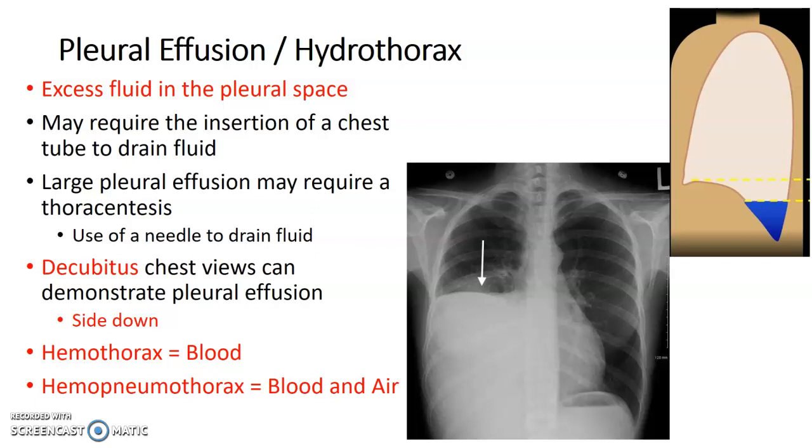Which view shows your pleural effusion the best? That'd be decubitus chest, right? So air rises, fluid drops. So we always look side down on our decubitus chest. Unlike abdomen, we look side up. Chest, we're looking for fluid, so we look side down. Hemothorax, just a reminder, that's blood. Pneumothorax is blood and air.